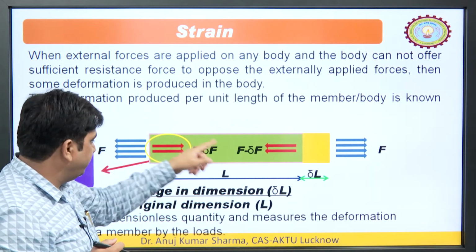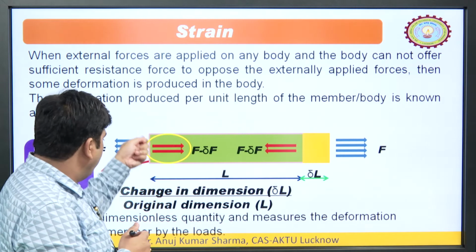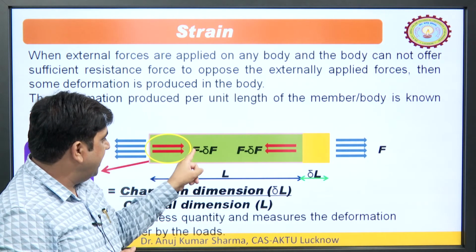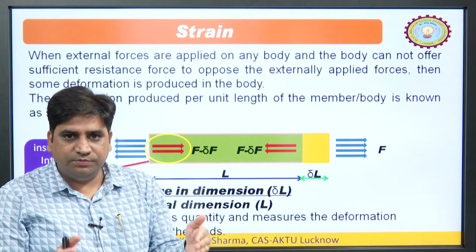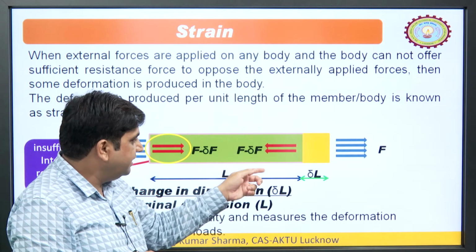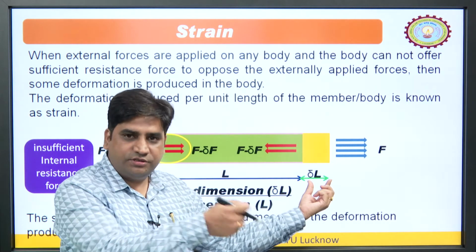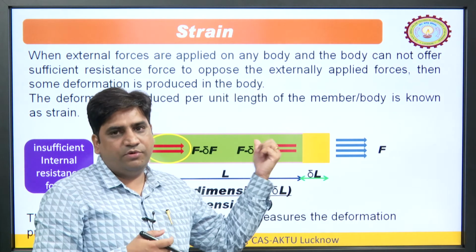Let us say from this example, initially the length was L, and upon application of this external force, we could generate only F minus dF force. Because of this difference, what happened to the object? Its length has increased by dl. So, there is some elongation. This kind of deformation is measured in the form of strain.